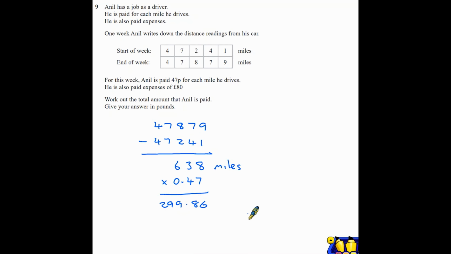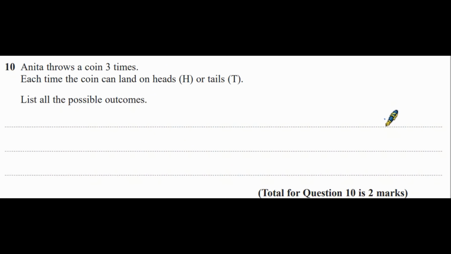£299.86. So that's the amount he's claiming because of his mileage, but then we know he's got some expenses and he gets paid an extra £80, so we have to add that on top. So add those together, and 9 8s are 17, press the 1, put the 3, £379.86.